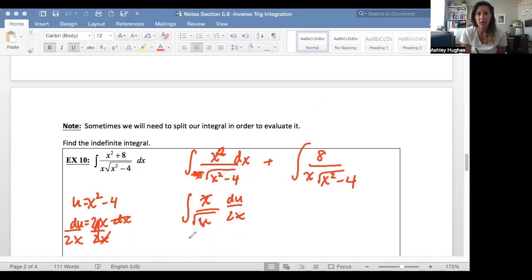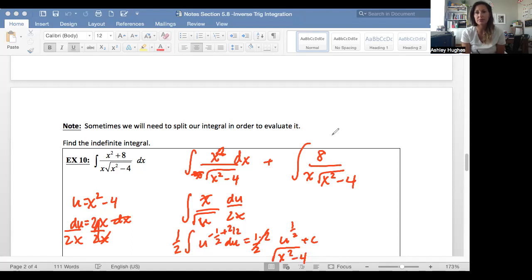Okay, so I have 1/2, and then I have u to the negative 1/2 du. So the antiderivative to that, you add 1, so add 2 over 2. So that'd be u to the positive 1/2, and then you multiply by 2, because when you divide by this fraction, it's multiplying by the reciprocal. And so I get u to the 1/2. So this first integral is just the square root of x squared minus 4.